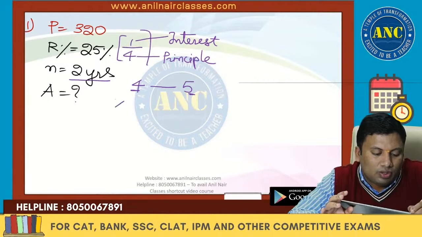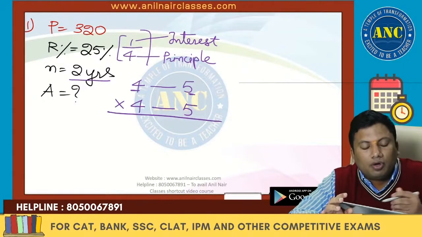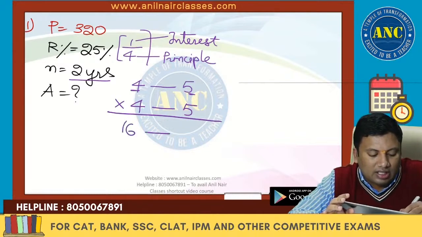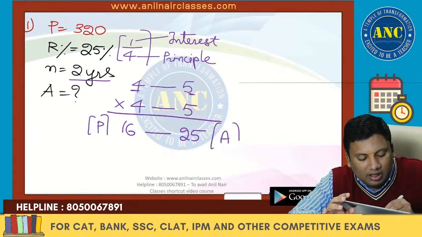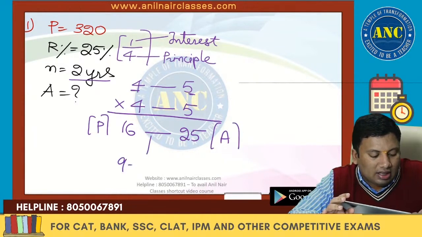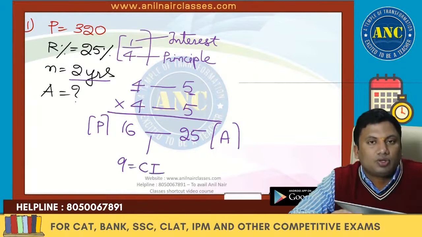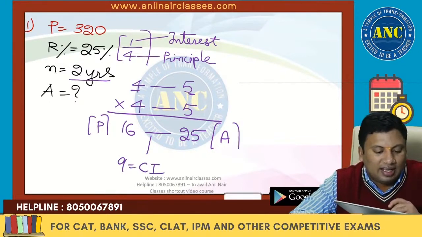Question is for 2 years. Second year, 4 becomes 5. 4 4s are 16. 5 5s are 25. These are nothing but the principal, and these are nothing but the amount. 9 is nothing but the compound interest for 2 years. First year over, second year over.